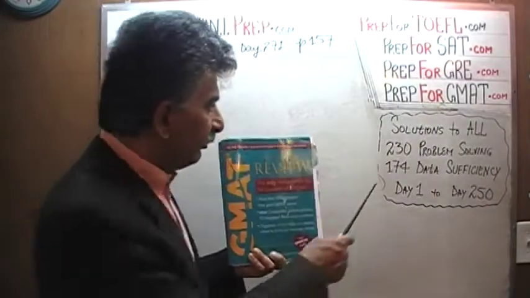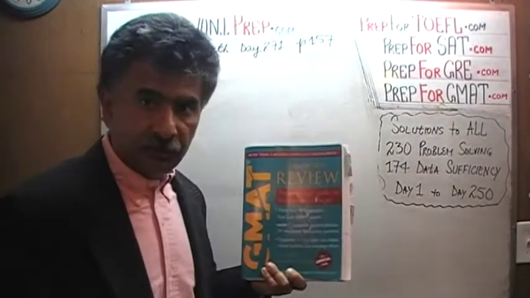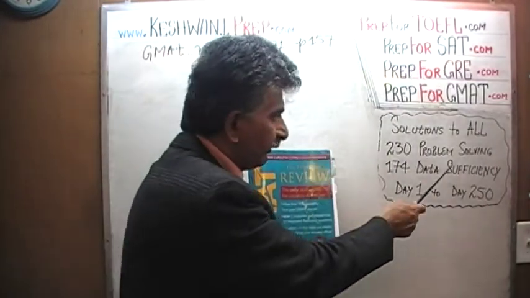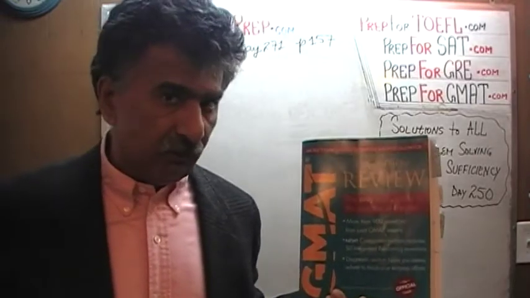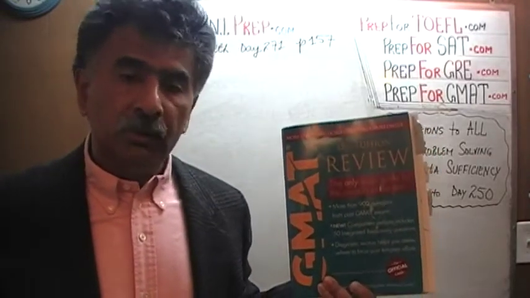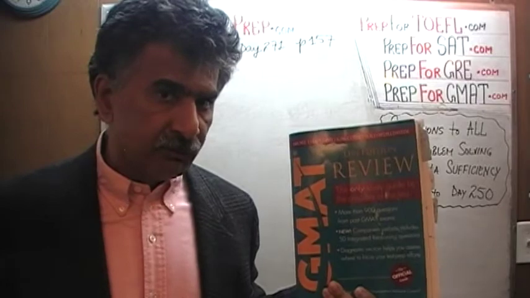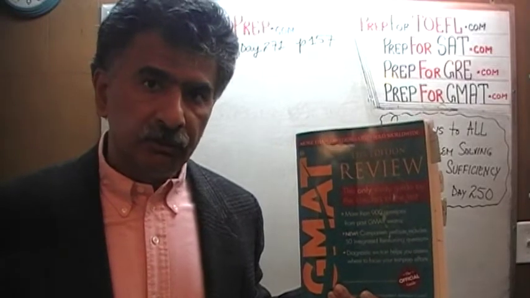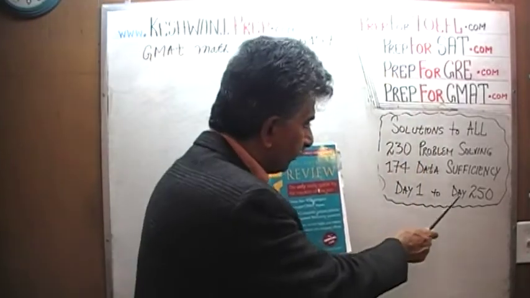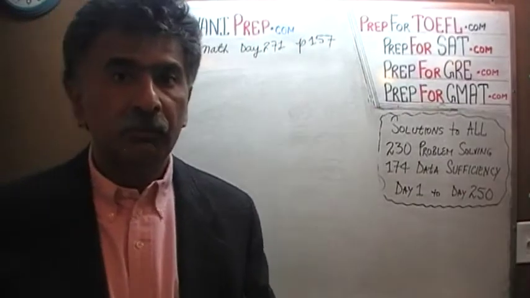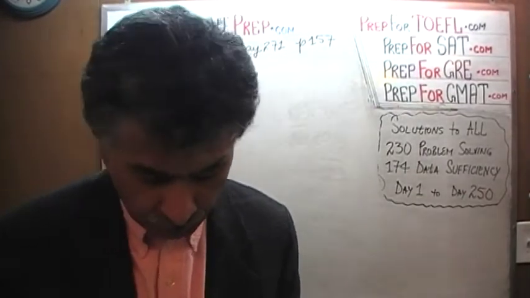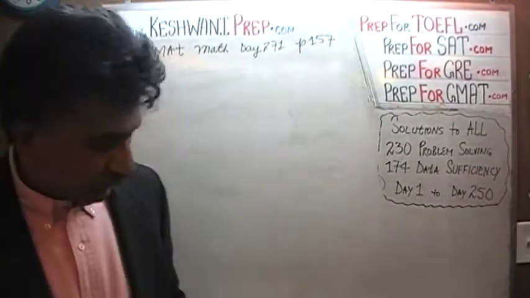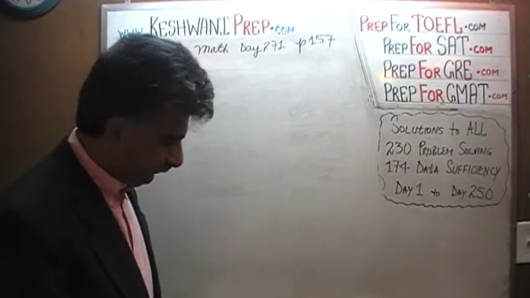This book contains 230 problem-solving questions. It has 174 data sufficiency questions. We have already solved all of these problems from this book. If you're interested in watching the original solutions to the problems, you will find them from day number 1 through 250. Right now we are in the middle of redoing the problems. Right now we are on page number 157. Let's take a look at it.